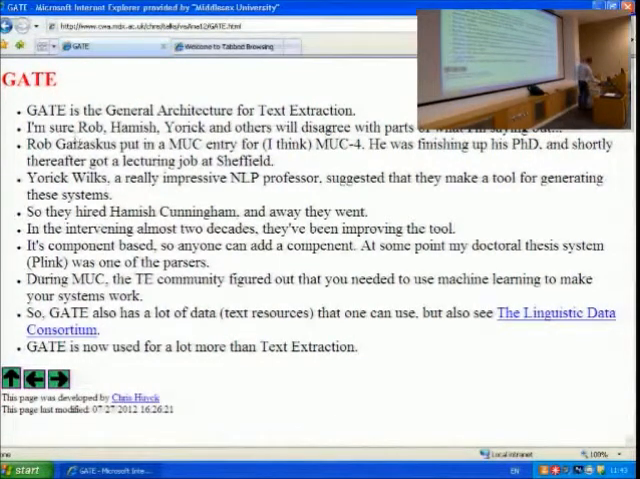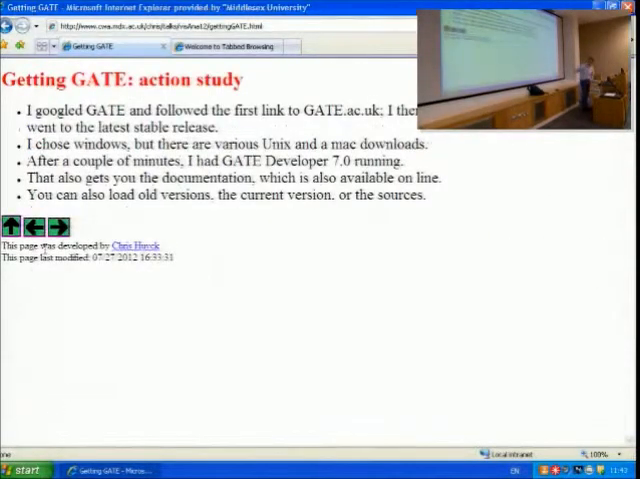And here you go. Here's Gate. I Googled Gate and followed the first link to gate.ac.uk. I then hit the download page and went to the latest stable release. I chose Windows, but there are various Unix and Mac downloads. After a couple of minutes, I had Gate Developer 7.0 running. It just auto-installed and it worked on my platform the first time. I make no guarantees that it works for someone else, but it worked for me, and mine's just a standard Windows setup.